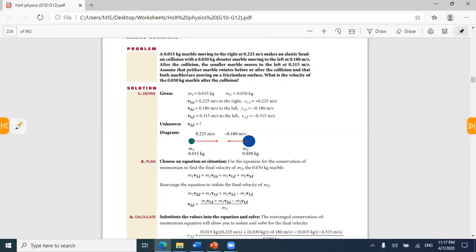After the collision, now we are going to talk about V1 final and V2 final. When we say after the collision, the smaller marble, which is this one, M1, is moving to the left. So V1 final is minus 0.315 meter per second. The question is, what is the final velocity V2 final? So I use the whole equation, the long equation. I will show you in the E-class after a while.